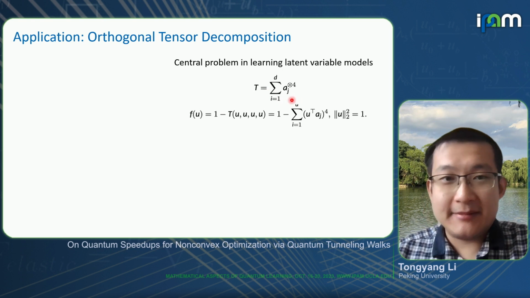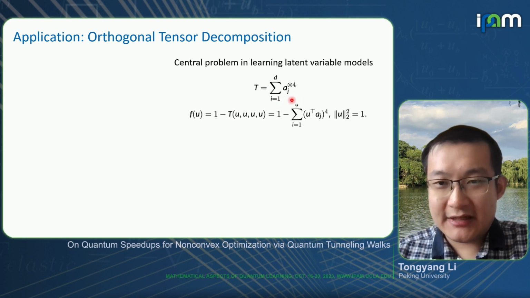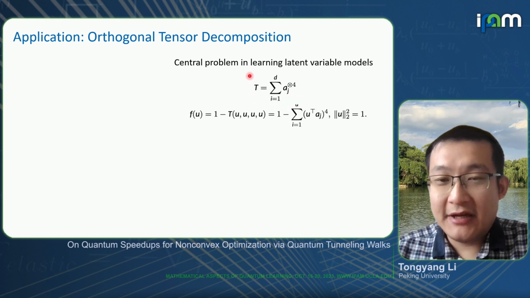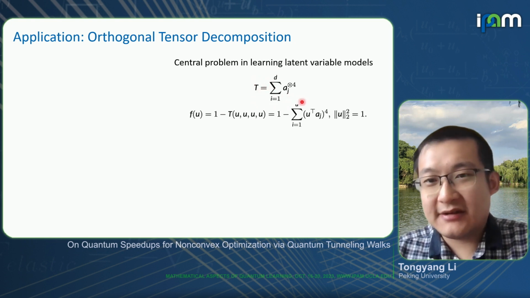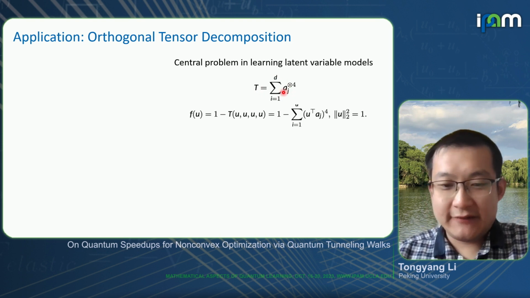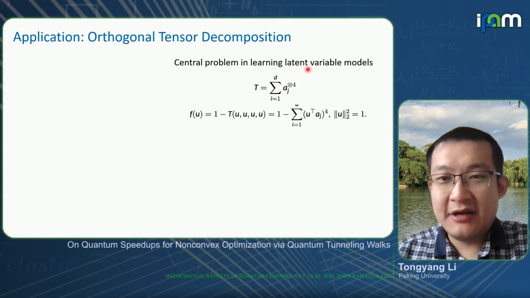So a fourth order tensor, especially a specific problem in here, like orthogonal tensor decomposition, is that we have the assumption that you have a fourth order tensor that can be written in this kind of form, where each of the A_j here are perpendicular to each other, and each of them is tensored 4 times, and you consider all of this.